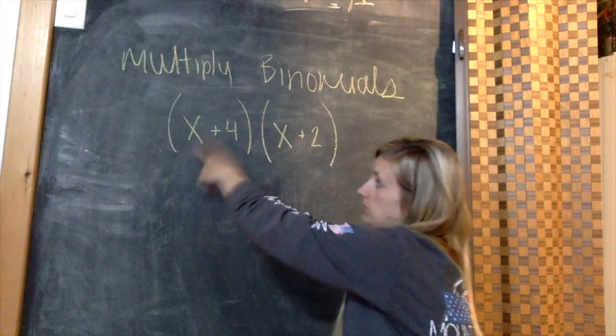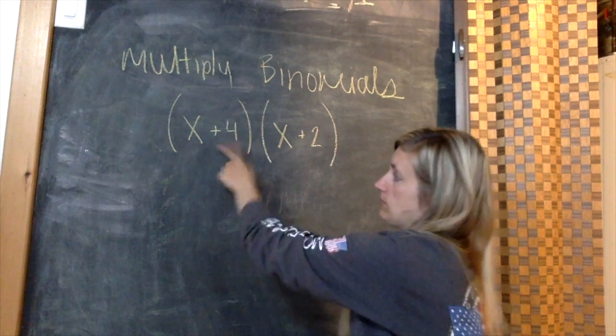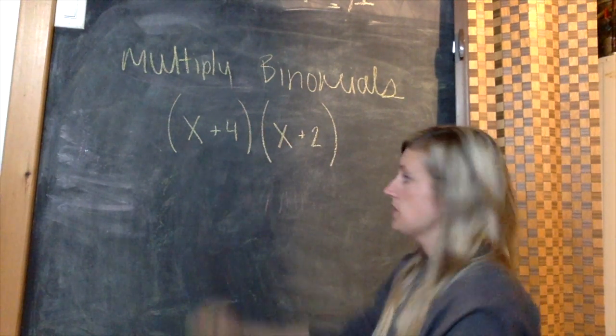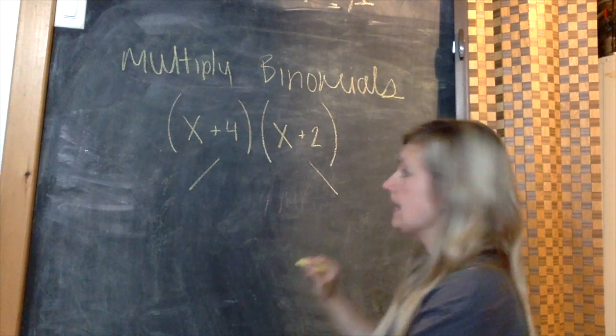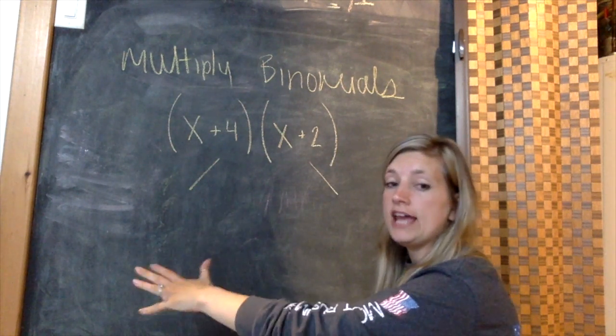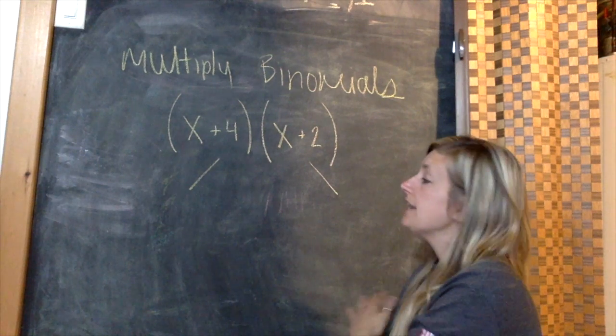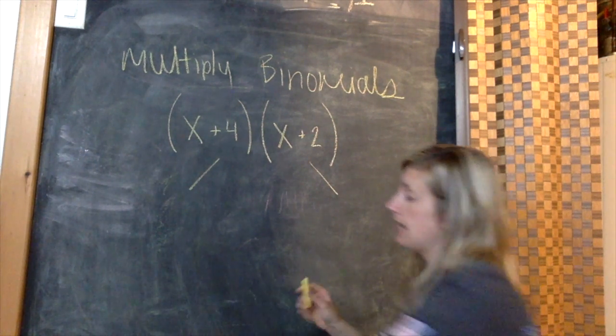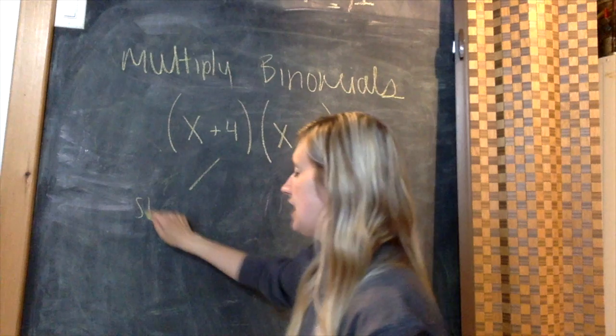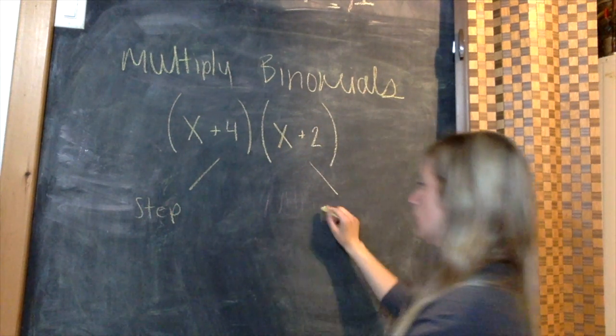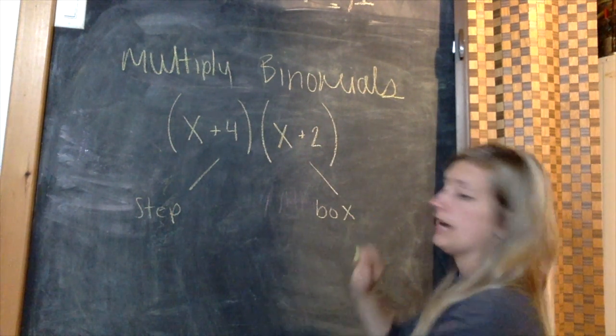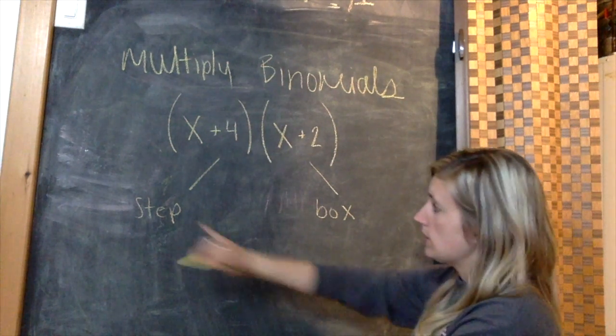So you can't just multiply the x through, and you can't just multiply the 4 through. So this is where we have some options, okay? And I know some of you will take option A and some of you will take option B. It is completely up to you, okay? So the first one we're going to call the step, and the second one we're going to call the box, okay? So here's the first one, the step.